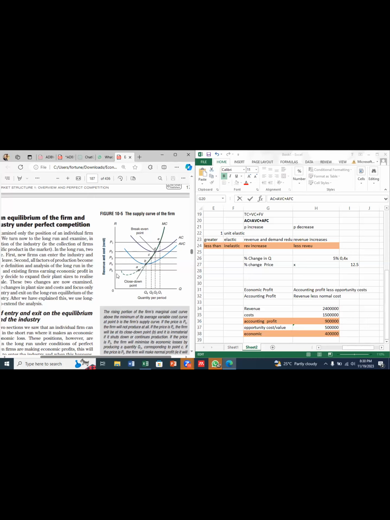But if it was at P3, we would continue in operations because we're over AVC. Yes, above P4, starting from P4, P3, P2, P1, we should continue in operation. Okay. Yeah. I'm with you now. All right.